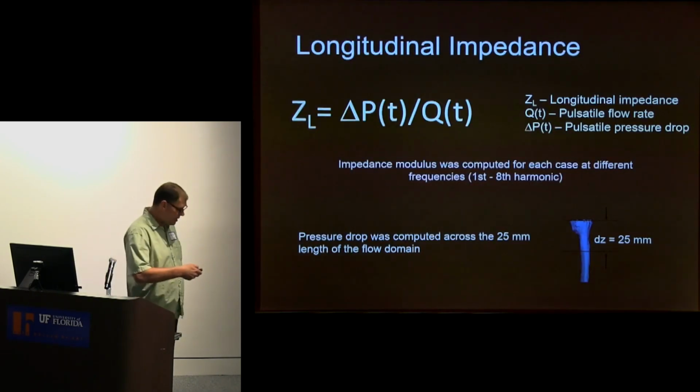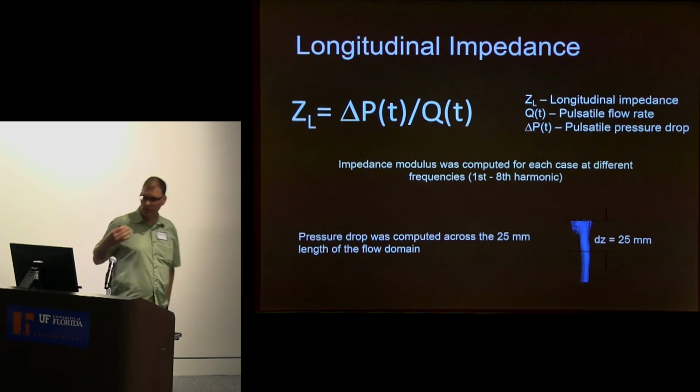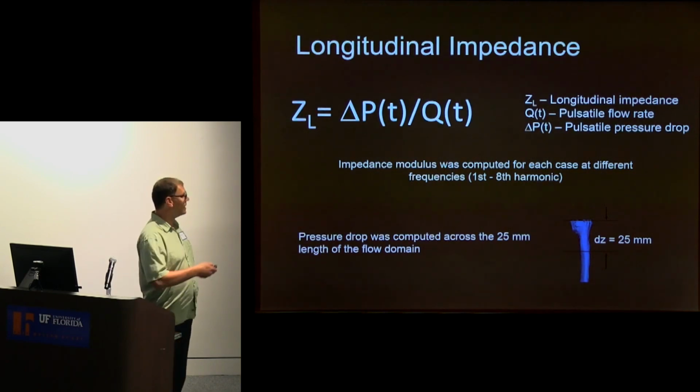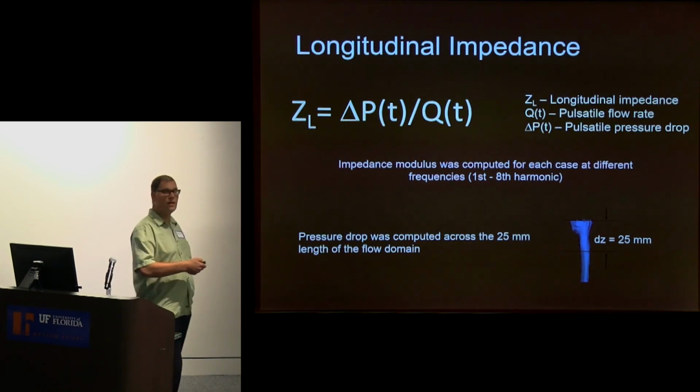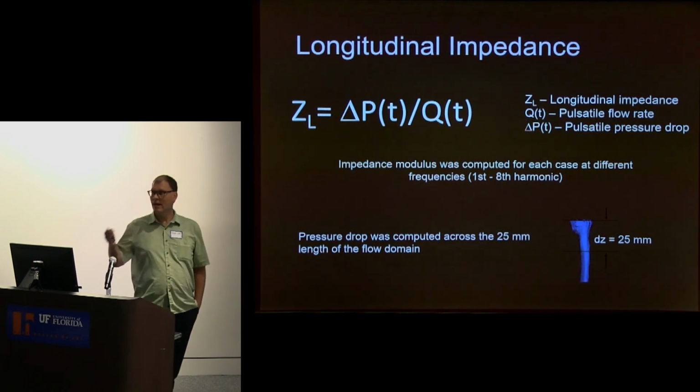We can take that and calculate what's called longitudinal impedance. And longitudinal impedance is really just resistance for an unsteady flow. So in other words, I need to take each component of that delta P, break it into its harmonic components, and then divide them out each individually.